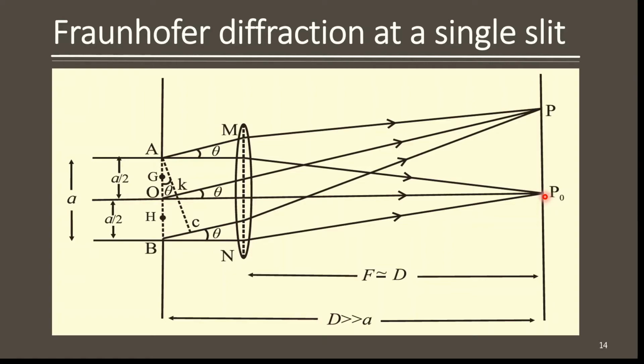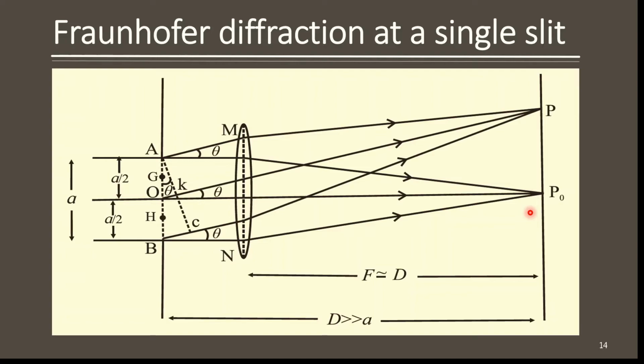Rays parallel to the axis from all points from A to B are focused at the central point P0. All these rays must have equal optical path. Hence, the path difference between them is 0. They arrive at P0 with the same phase and produce constructive interference at P0. The intensity of light is maximum at the point P0. It is called the central or principal maxima of the diffraction pattern.